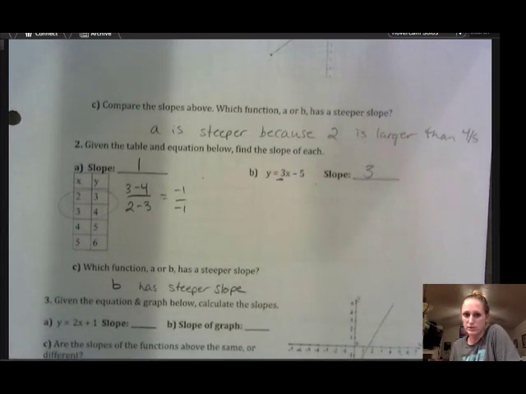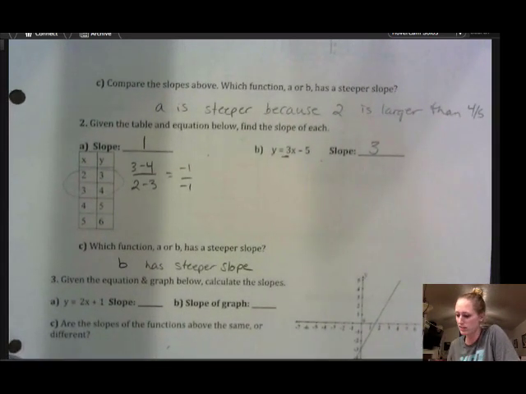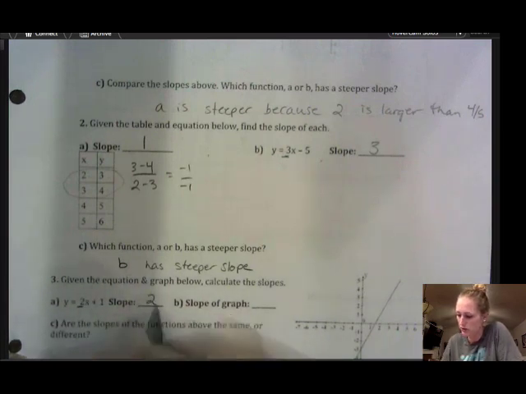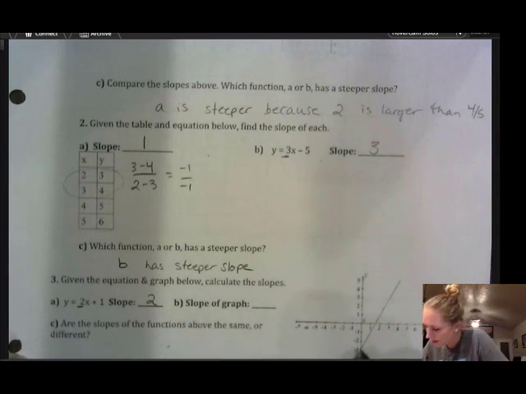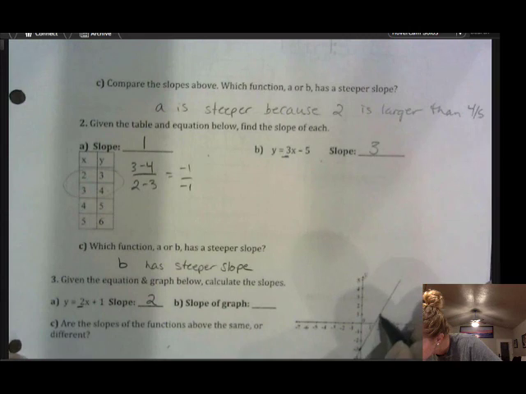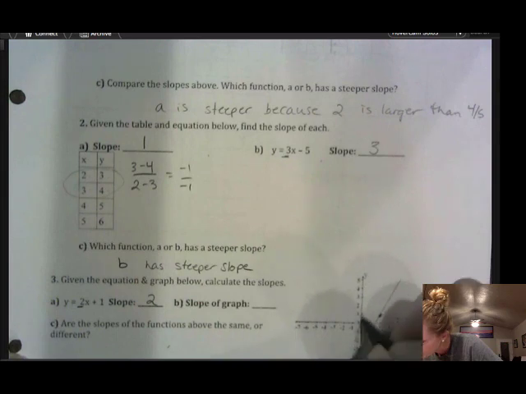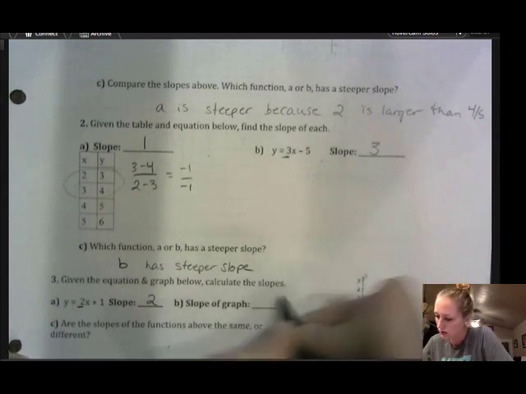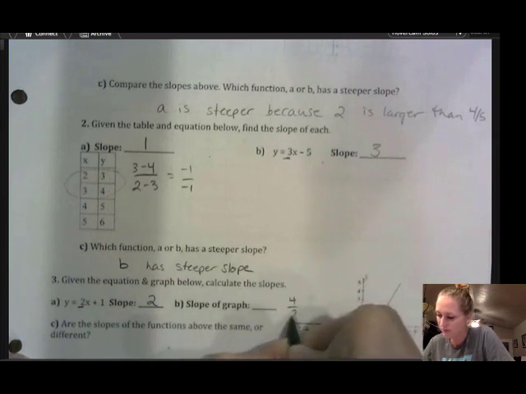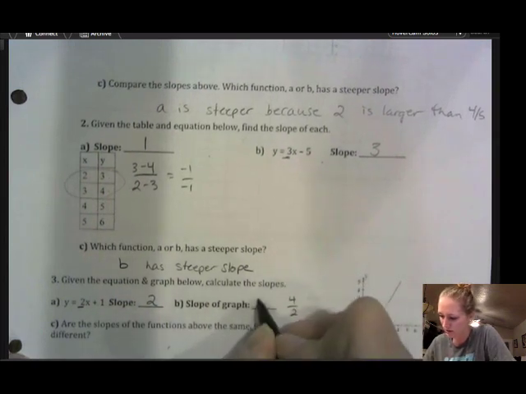All right, number 3, we're going to look at the same things. Slope of this guy is 2. It's the number in front of x when it's in slope-intercept form. This graph, pick kind of 2 decent points. This is another one that's kind of tough to see. Sorry, guys. So it looks like 1, 2, 3, 4, and over 1, 2. So rise and run was 4 over 2. So 4 over 2, I could simplify that to 2.